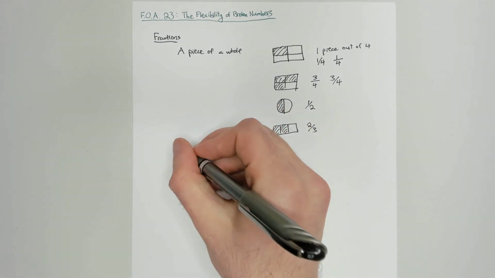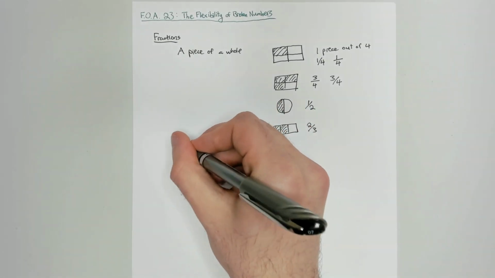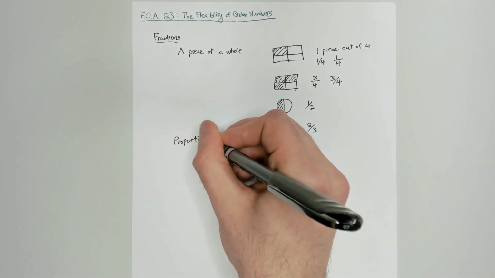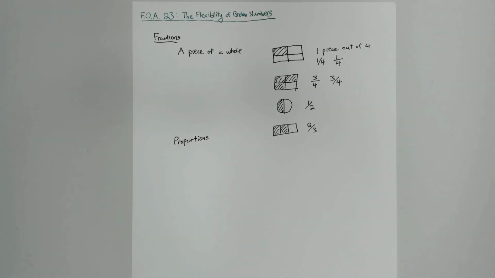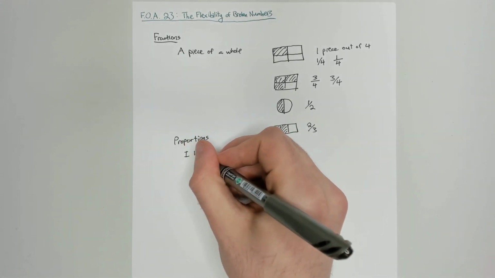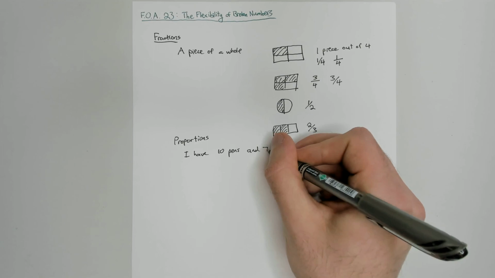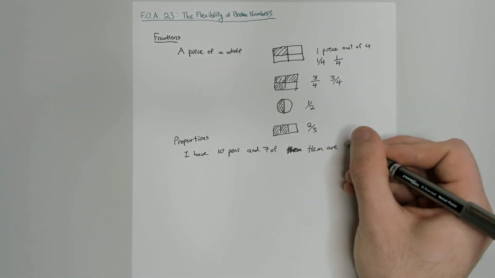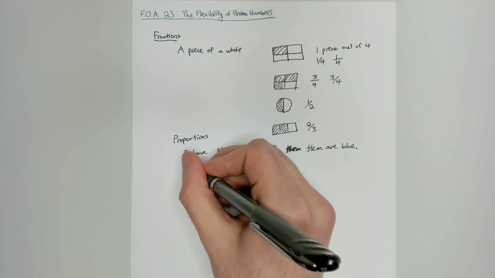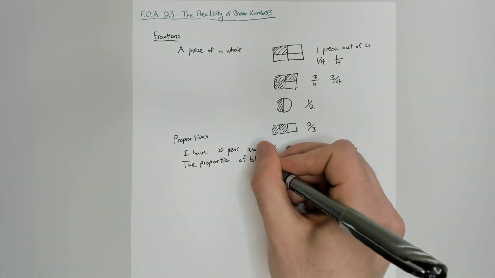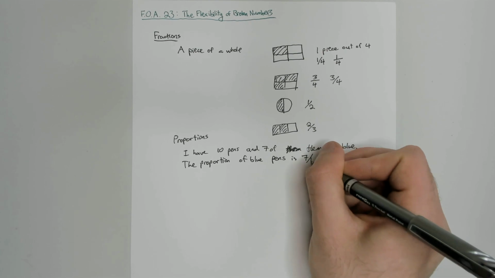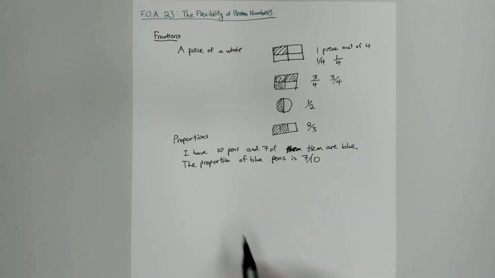Another way to think about them is kind of an extension of this, and it's in terms of proportions. So the idea with proportions is it's basically some piece of the whole, kind of like what we've been doing up here, is represented. So let's say I have 10 pens, and 7 of them are blue. We say that the proportion of blue pens is 7/10. 7 out of 10, 7/10. So the proportion of blue pens is going to be 7/10.